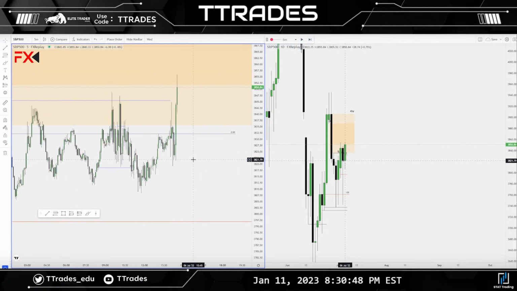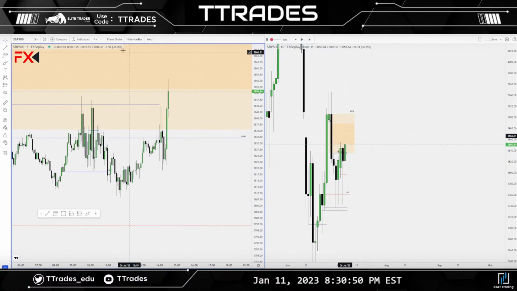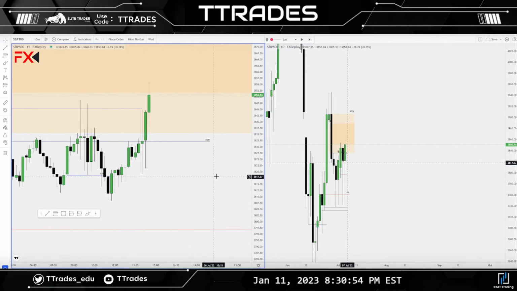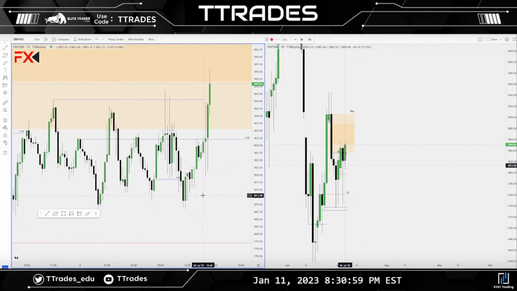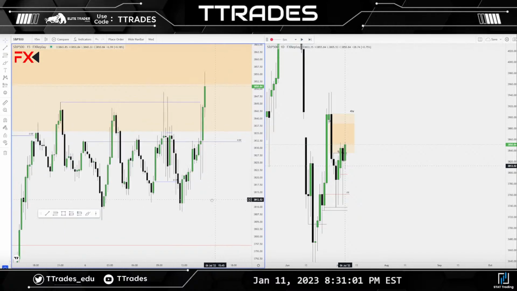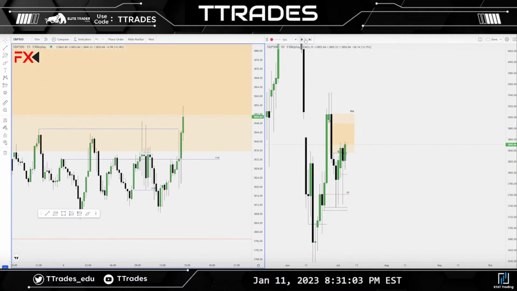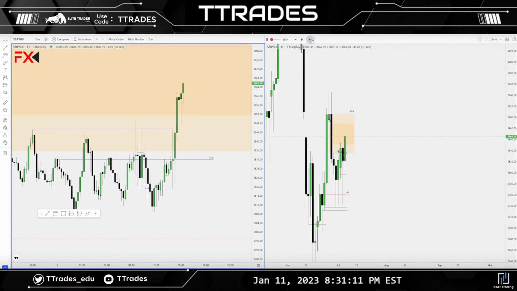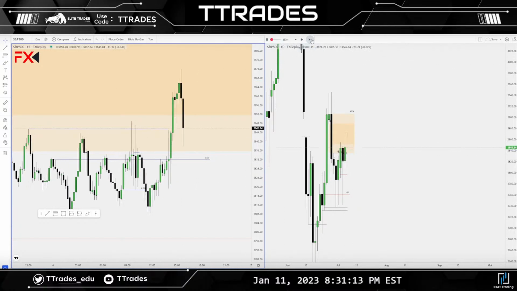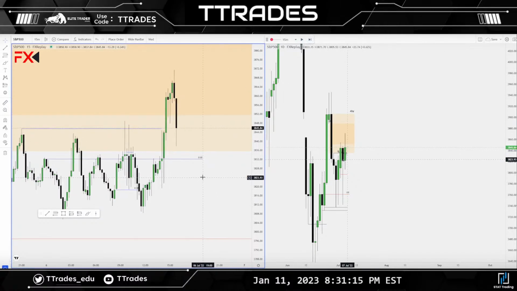Pretty choppy. So came down. Probably should have just been on the 15 minute there. 15 minute was cleaner, right? You have the fair value gap, little order block below it. So did reach higher. Not super confident in a lot of this price action, not gonna lie. Go to 15. But there's a nice little rejection.